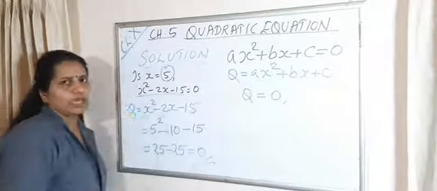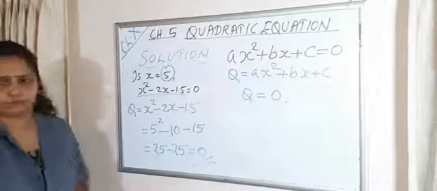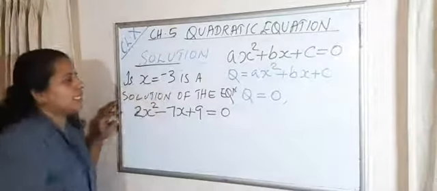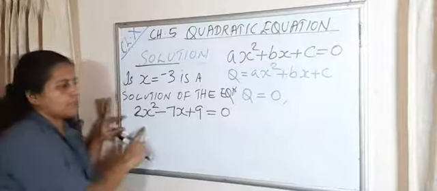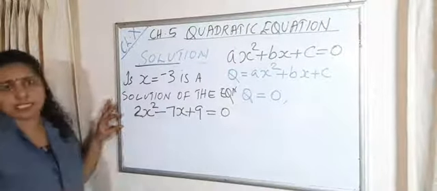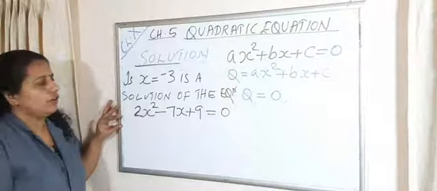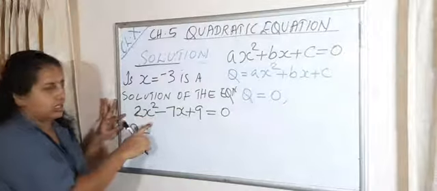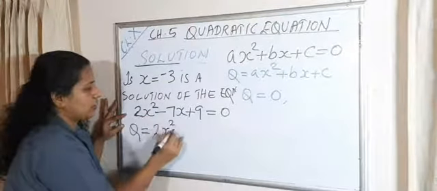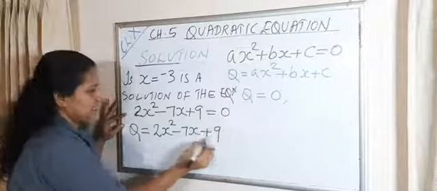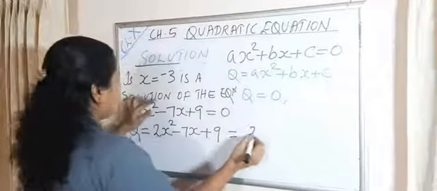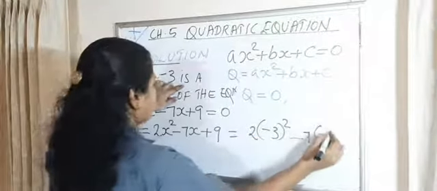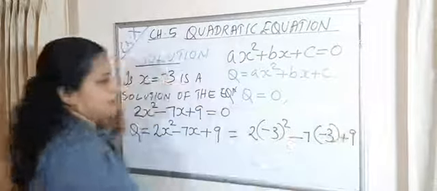I will tell one more example. Write down. Next question is x is equal to negative 3 a solution of the equation 2x square minus 7x plus 9 equal to 0? So first substitute x is equal to negative 3 in the quadratic form, that is 2x square minus 7x plus 9. Substitute the value, that is 2 into what is x square? Negative 3 square, minus 7 into negative 3, plus 9.